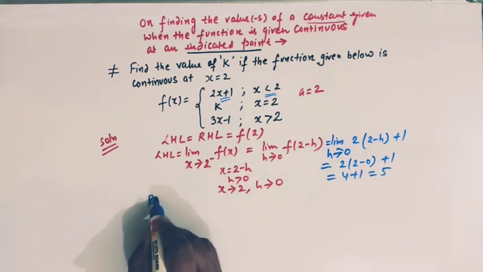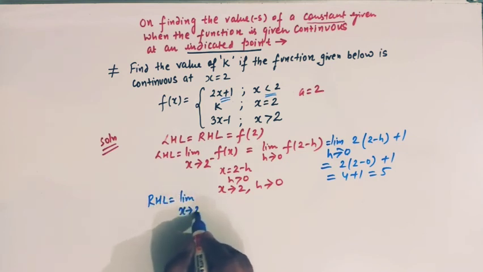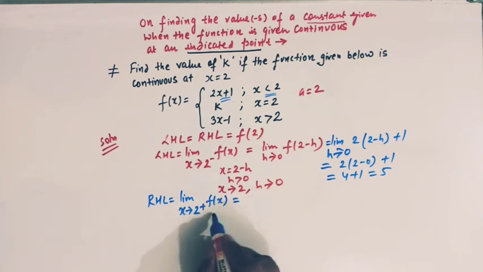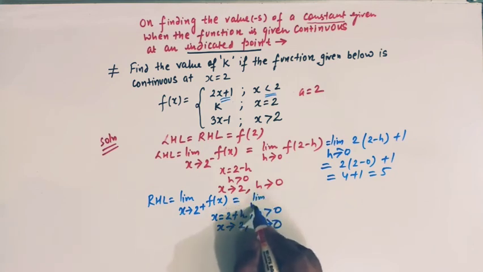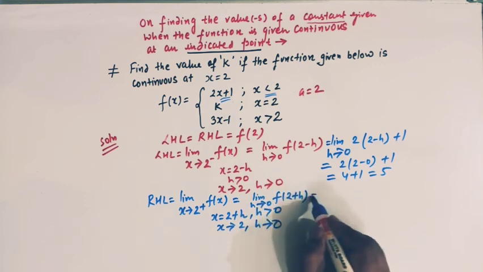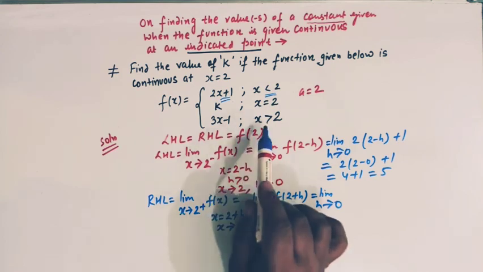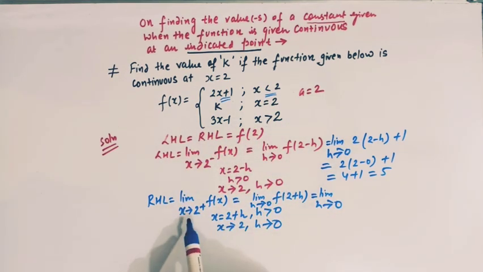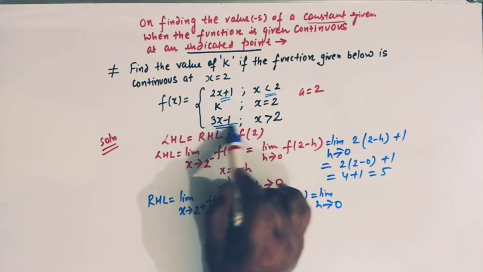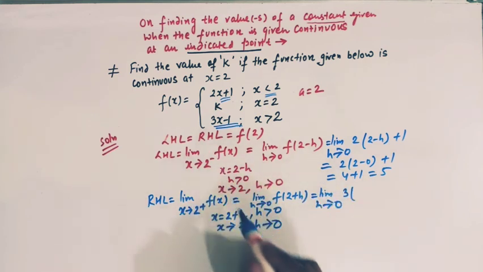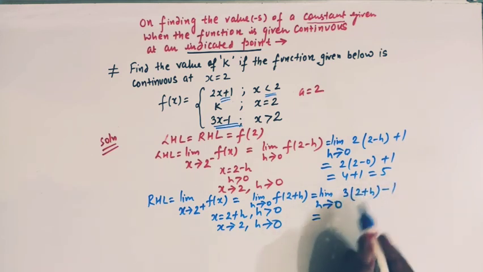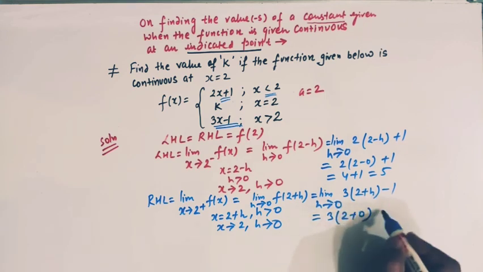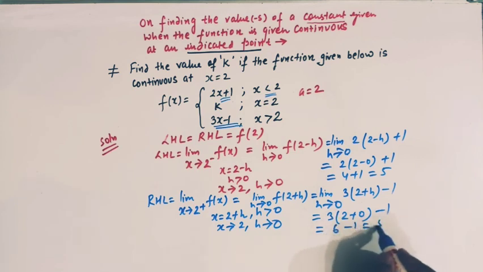Similarly for the right hand limit we have limit x tends to 2 plus f of x, and we'll substitute x equal to 2 plus h, where h is greater than 0, and when x tends to 2, h tends to 0, right? So we have limit h tends to 0 f of 2 plus h. So here we'll have to take the values of x which are greater than 2, so we'll make use of this form of the function. So here we have 3 times x, x is 2 plus h, minus 1. Now we'll substitute h equal to 0, so we have 3 times (2 plus 0) minus 1, so this is 6 minus 1, that is 5, right?